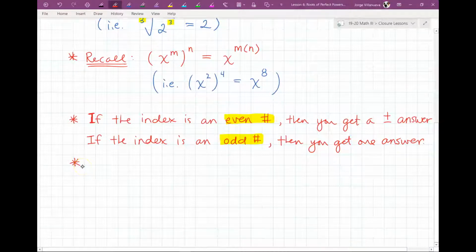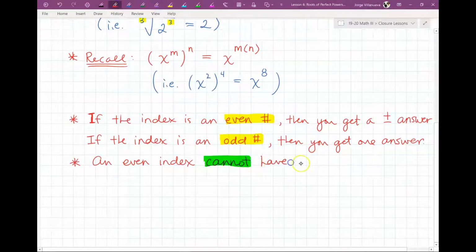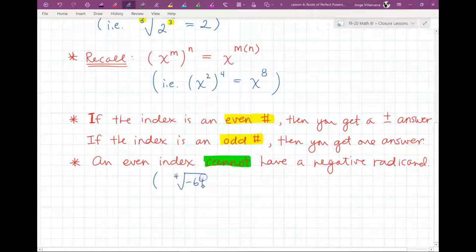Now, like I said, a couple little things here. An even index cannot have a negative radicand. In other words, this cannot be done: the fourth root of negative, let's say, 64. This is not a real solution. That cannot happen. You cannot have a negative inside of an even number index. You guys see that right there? There's your even index. So you cannot have that.